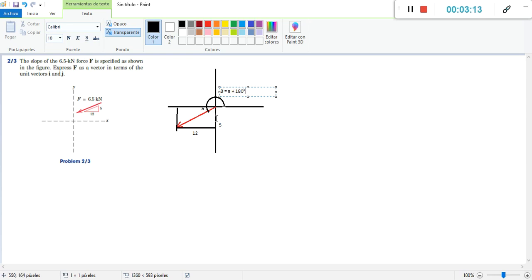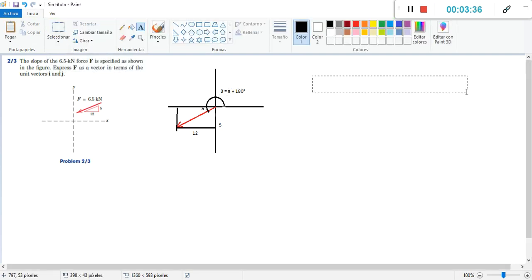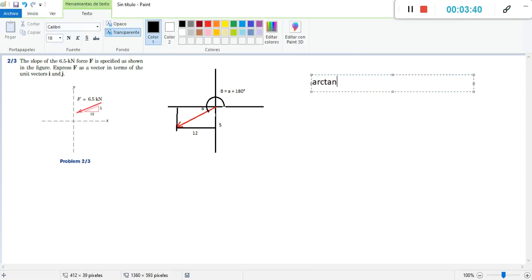degrees. So to find the angle A, we need to use the tangent because we have the opposite and the adjacent cathetus. So for that, we can use the inverse tangent. We're going to write it this way. Here is arctan of, we need to find this angle. So the tangent is equal to the opposite cathetus over the adjacent cathetus. That means inverse tan of the opposite cathetus, which is 5, over the adjacent, which is 12.